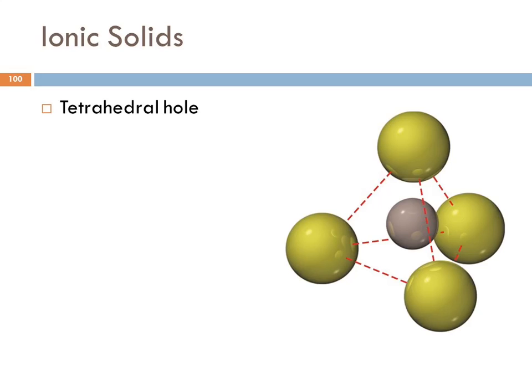What's a tetrahedral hole? Well, we've got these 4 sulfide ions, and the 4 of them form a tetrahedron. In the middle of that tetrahedron is a hole. So we call it a tetrahedral hole. And that's where the zinc's going to fit in.